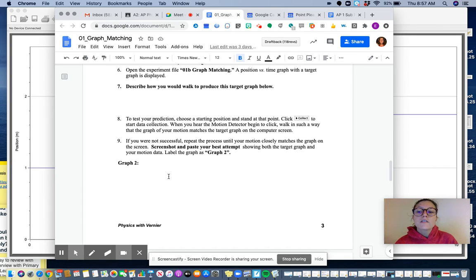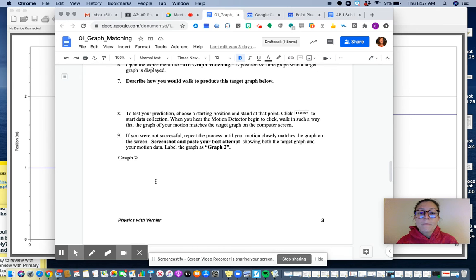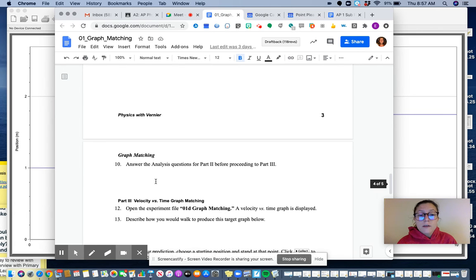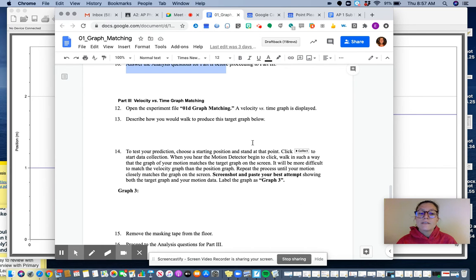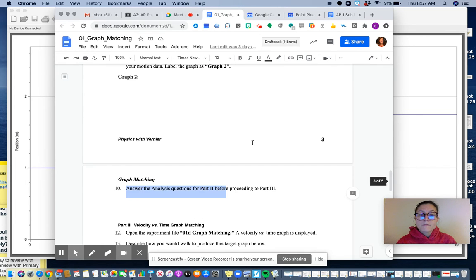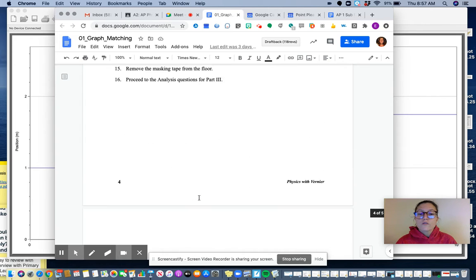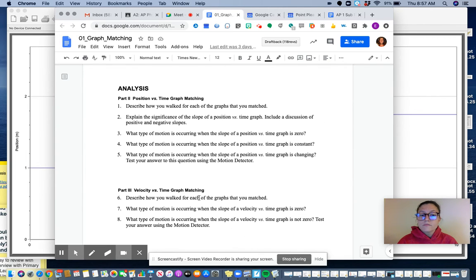Okay, so now that you've matched your target graph for position versus time, we're going to now take a look at the analysis questions for part 2. So answer the analysis questions for part 2 before you head to part 3. To do that, you have to scroll to the last page. We're looking at analysis part 2.